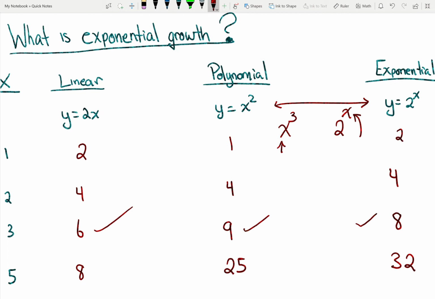And when I plug in 5, look what finally happens. Our exponential curve starts to win. It's 32, then the polynomial, then the linear. So for greater values of x, the linear model loses, the polynomial gets a little bit ahead, but the exponential is always going to be winning this fight. And as you pick larger and larger numbers for x, this exponential function starts winning, not just by a little, but by a lot.